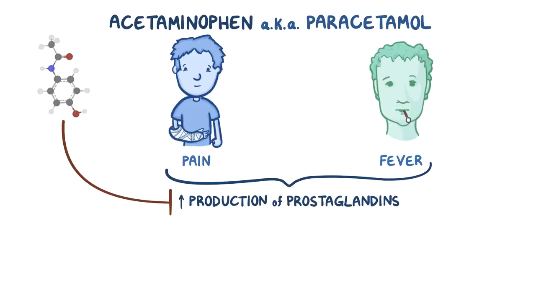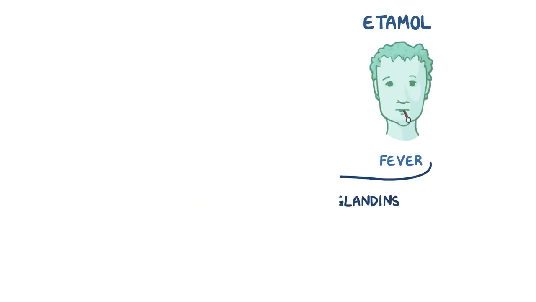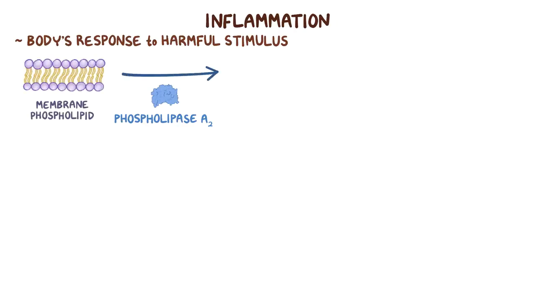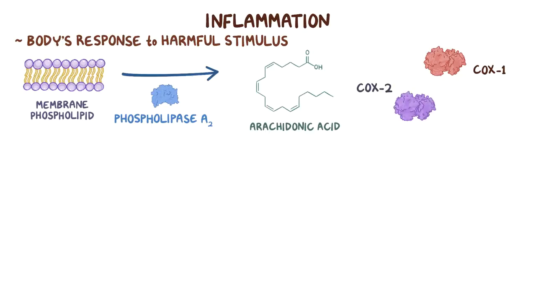So in order to understand how acetaminophen works, first we need to talk briefly about inflammation, which is the body's response to a harmful stimulus, such as infection or injury. During inflammation, your immune cells use an enzyme called phospholipase A2 to take membrane phospholipids and make a 20-carbon polyunsaturated fatty acid called arachidonic acid. Arachidonic acid is a substrate for an enzyme called cyclooxygenase, or COX. The enzyme cyclooxygenase exists in two different isoforms, COX-1 and COX-2.